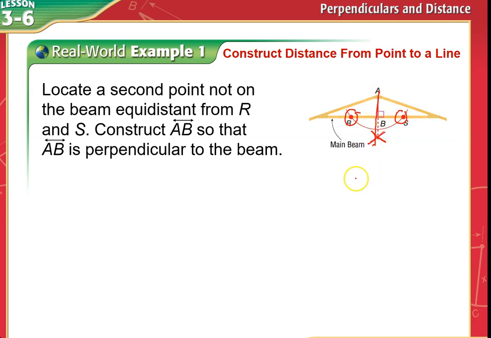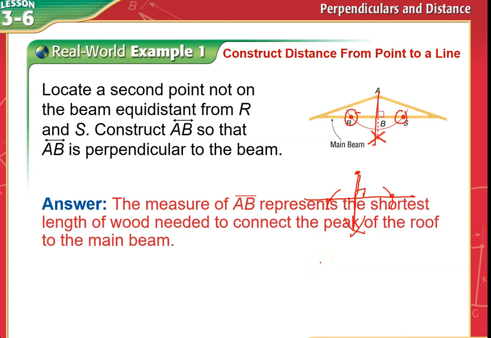So again, let's think about how this works. We have a point off the line, and we use a compass that has to be long enough to cross the line. So we cross here, and then we cross here. Then we choose another distance, or the same distance even, and we choose our points. We do the same thing here and here, and then we connect the points, and we have our perpendicular line. The measure of segment AB represents the shortest length of wood needed to connect the peak of the roof to the main beam.